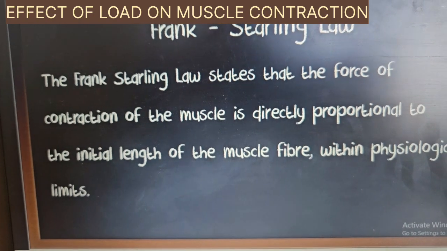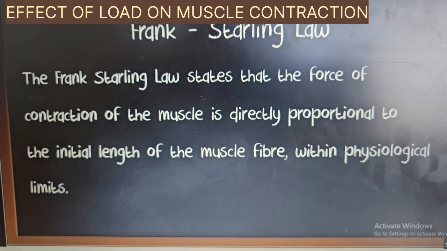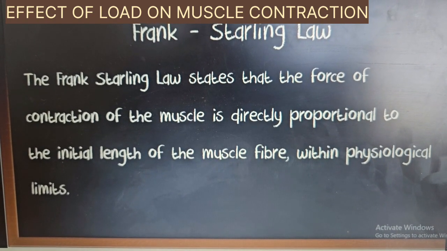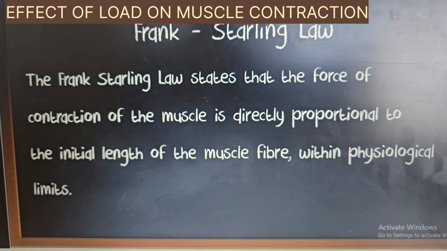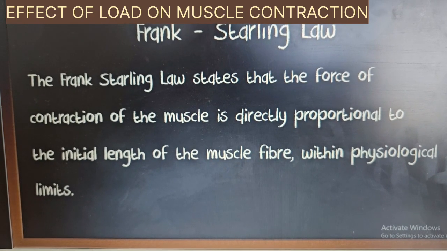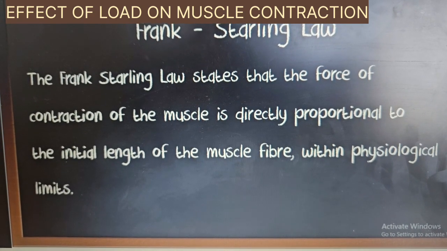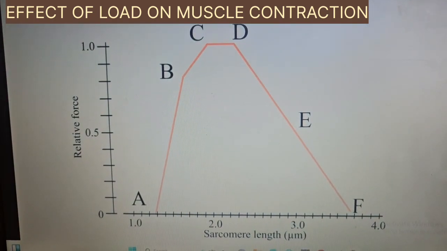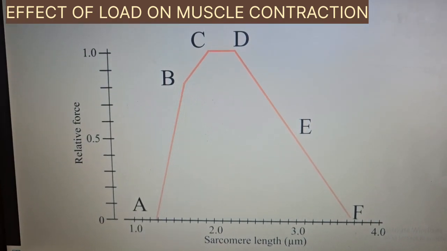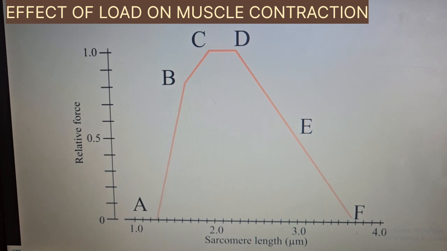The Frank-Starling law states that the force of contraction of the muscle is directly proportional to the initial length of the muscle fiber within physiological limits. This graph shows the intensity of muscle contraction at different sizes of the sarcomere.